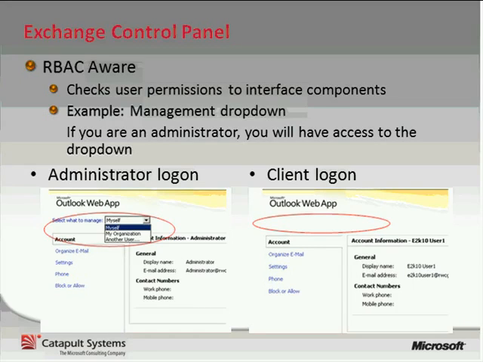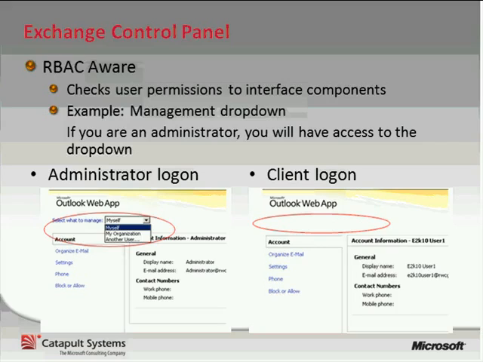Like I said, the Exchange Control Panel is also RBAC aware. It's going to check your user permissions to interface components. A good example in the Exchange Control Panel is the management drop-down on the left side there. If you log in as an administrator, you'll see that it says select what to manage: myself, my organization, or another user.